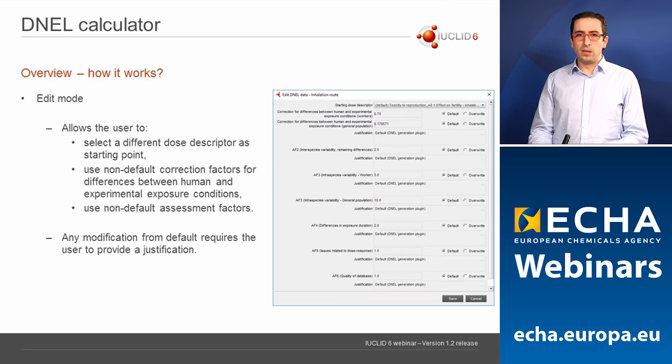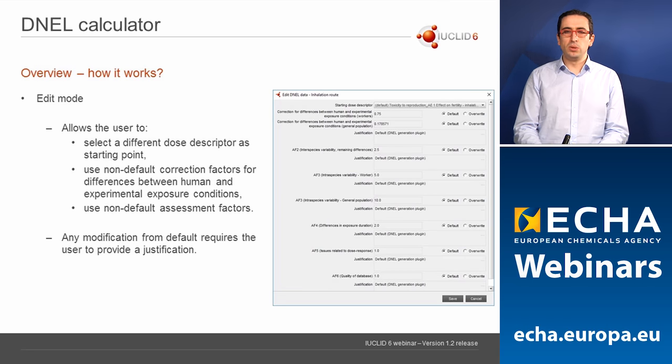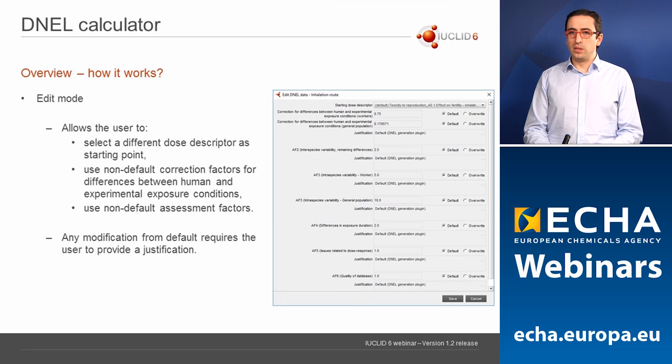But a bit more about the edit mode. This mode will allow the user to select different dose descriptors as starting point for the DNEL derivation, use non-default correction factors for differences between human and experimental exposure conditions, and use non-default assessment factors. But it's important to note that if non-default values are used, the user will be required to provide an adequate justification.